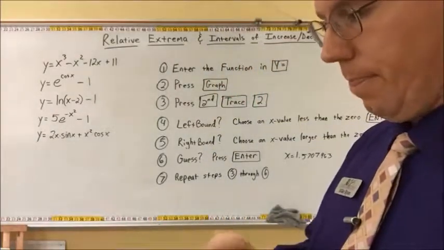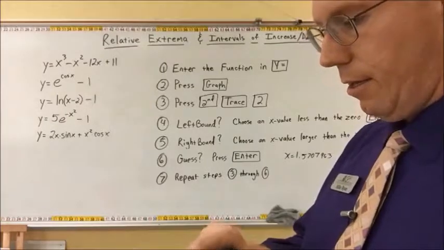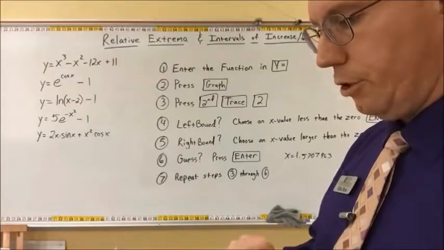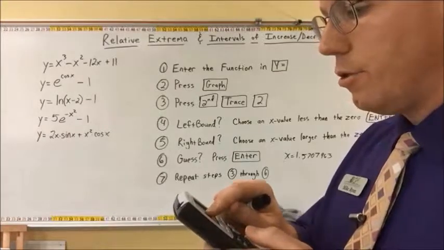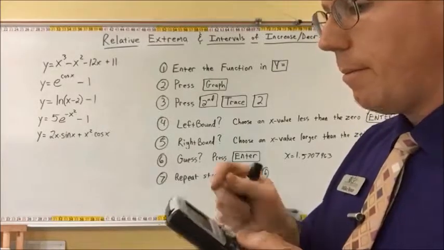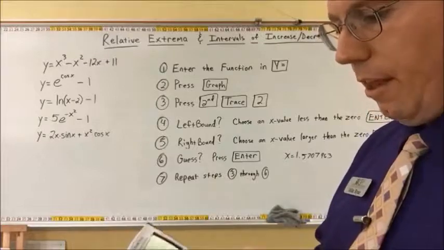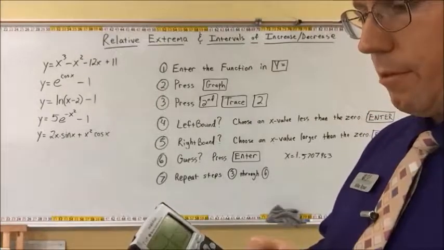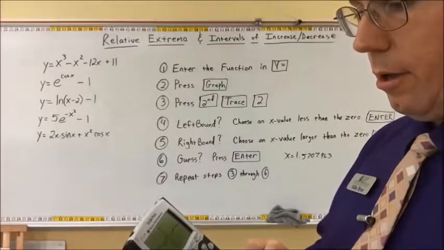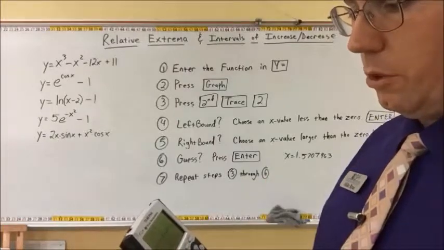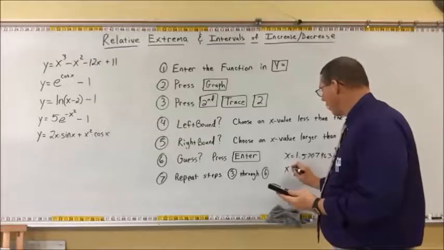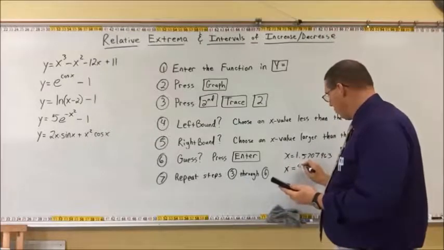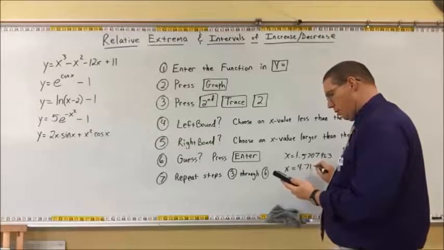So I'm going to hit graph, second, calc, option 2. This time, let's see here, that must be 2, 3, maybe between 4 and 6. Left bound 4, right bound 6, press enter. There it is. It's at 4.712389. There we go. I was guessing or trying it out too high.